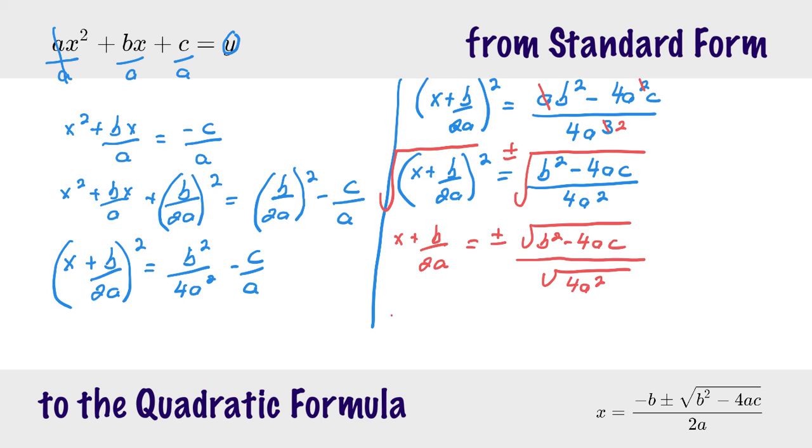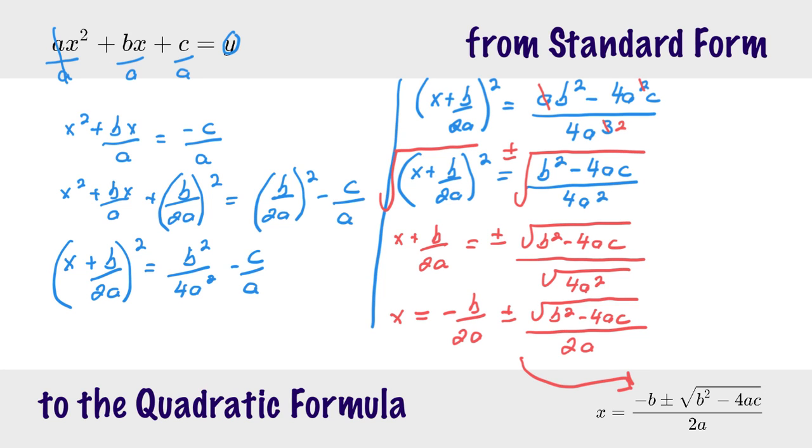Okay, I'm almost there. So now I'm going to put b over 2a on the right-hand side, plus or minus. I can't reduce the top of my fraction, so I'll leave it alone. And the bottom of my fraction, the square root of 4a squared, is 2a. The last step would be to combine the quadratic under one fraction. So there you have it, from standard form to the quadratic formula by completing the square.